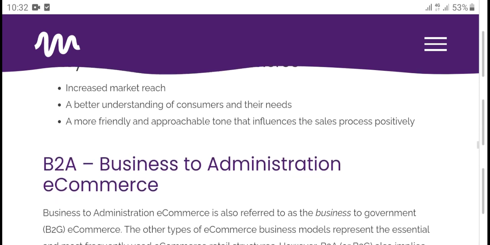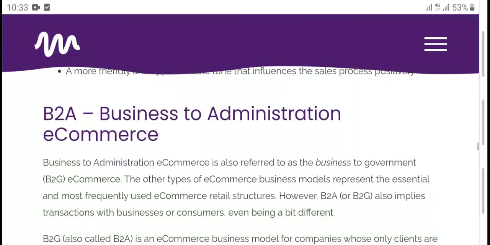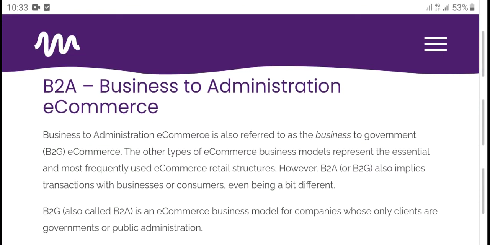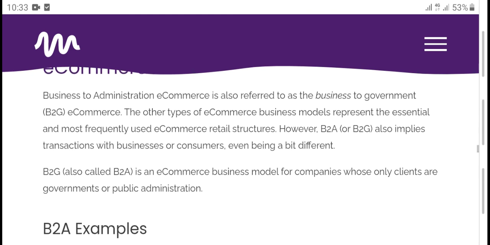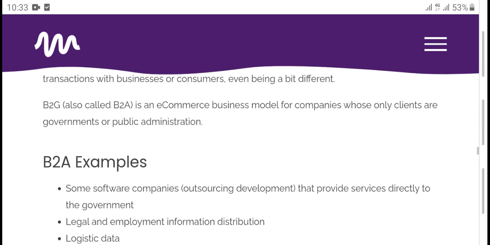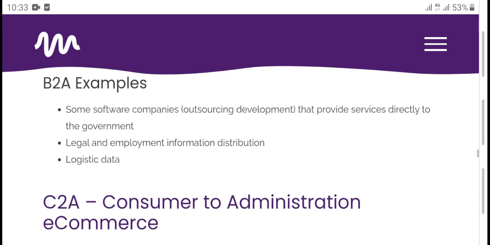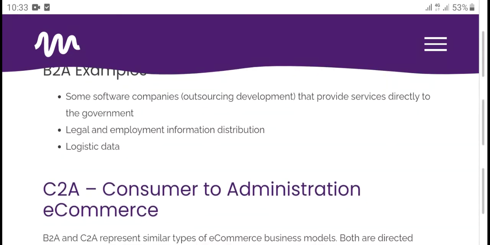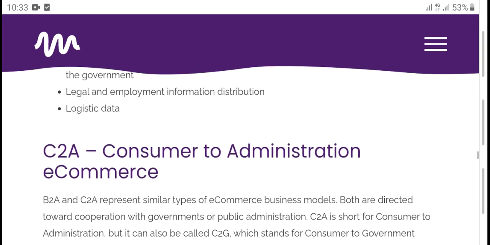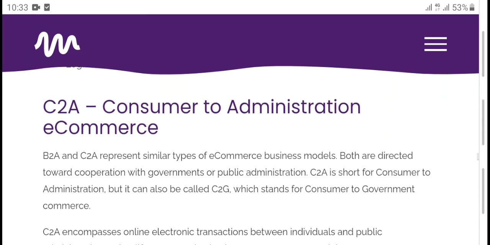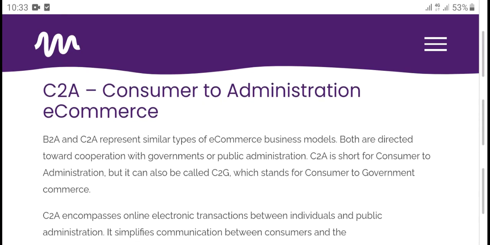B2A, business to administration e-commerce, benefits administration. Also called B2G, clients of B2A experience software components, outsourcing development and services provided directly to the government, with large improvements in information and local data. C2A is customer to administration e-commerce.